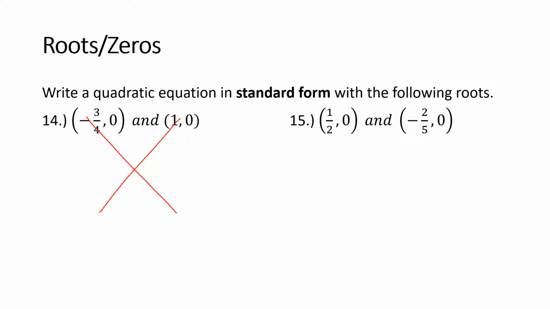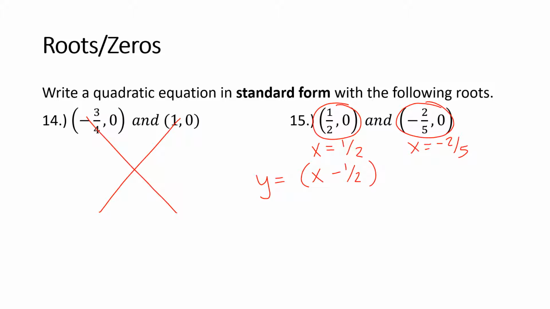We have the roots. We see here that it crosses the x-axis at 1/2, so that's x equals 1/2. And we see with the second coordinate point that it crosses the x-axis at negative 2/5. So we're going to put this together into our equation. Remember insiders lie, so if it crosses at positive 1/2, then my factor would be x minus 1/2. And over here, if it crosses the x-axis at negative 2/5, then I'm going to write x plus 2/5.